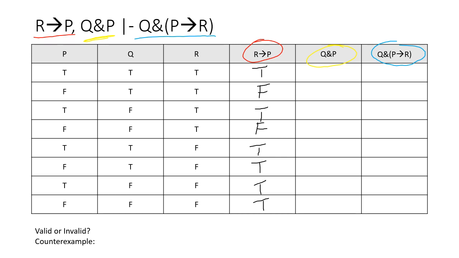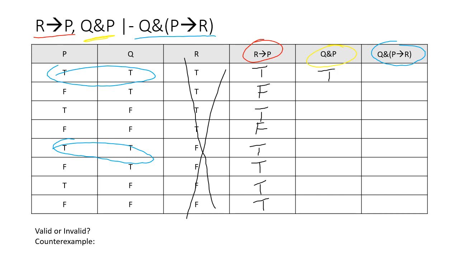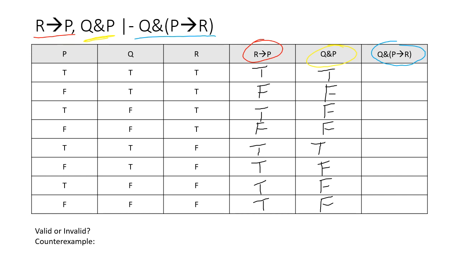The next premise is Q and P. So we can ignore the R here. So Q and P, they're true wherever they're both true. So that's going to be here and here. True and true, and the rest of them are false because at least one of them is false in the other rows. Just like that. And bring that back, and now we just have to do our conclusion.